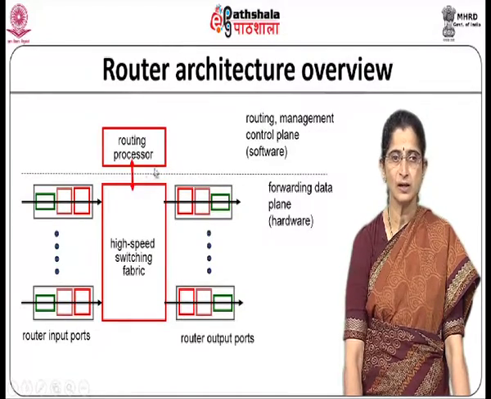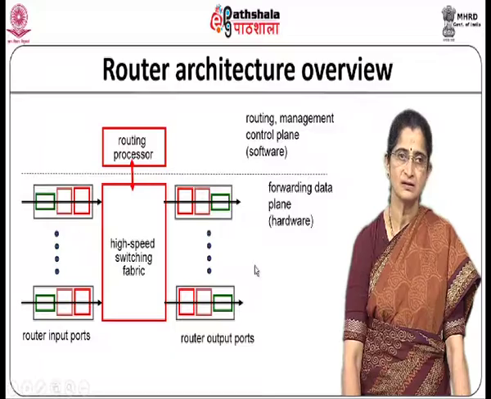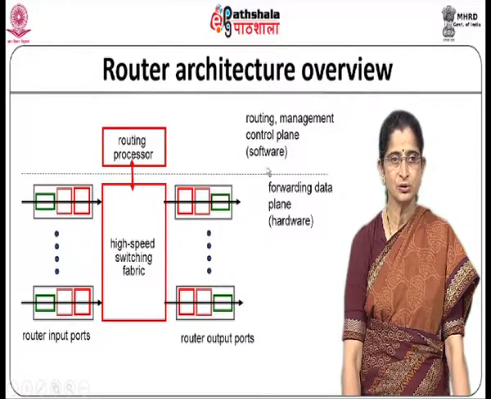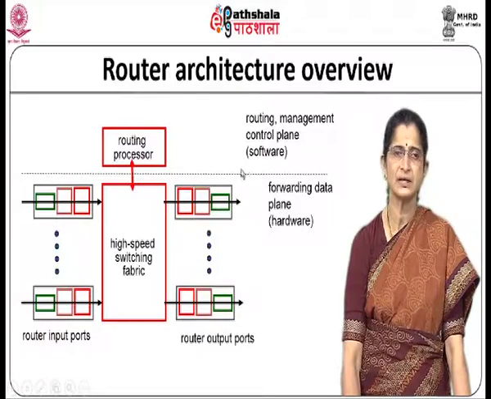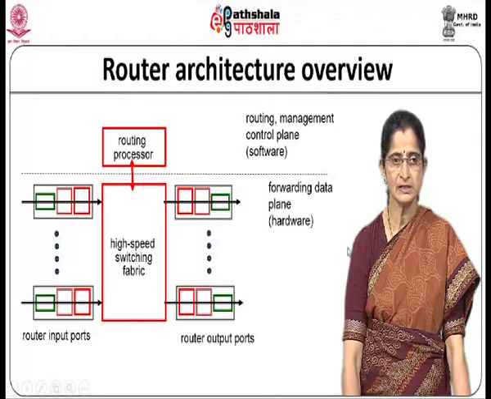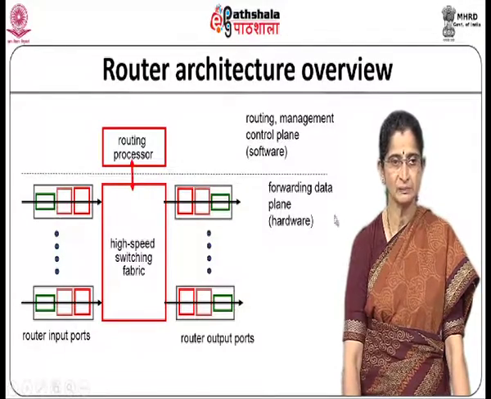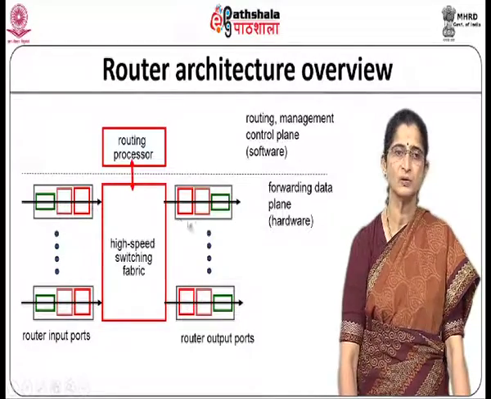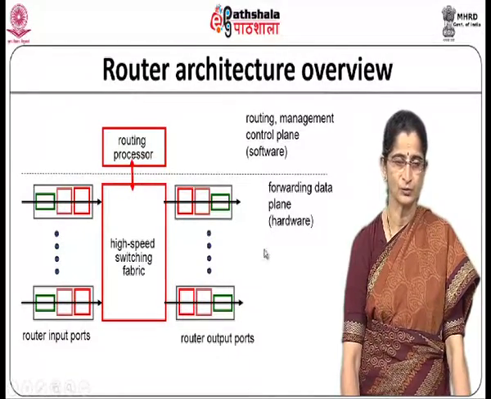If you look at this, you can look at the functions as being split into two different planes. One is the control plane and the other is the forwarding or the data plane. The routing, management, all these things come under the control plane and typically are handled by software, and this fast switching that takes place is what is called the forwarding data plane, that is normally done in hardware. So, this is normally what a router architecture would look like.